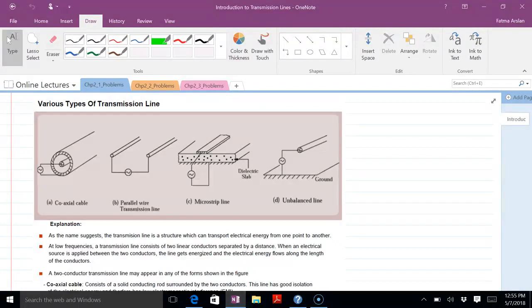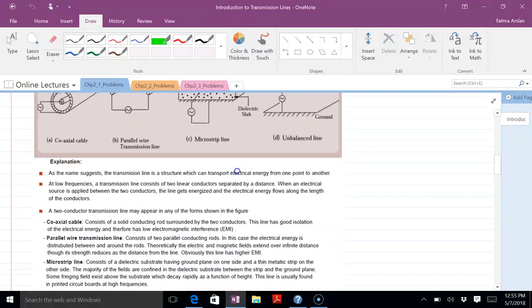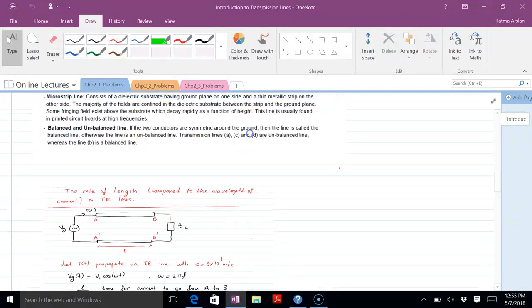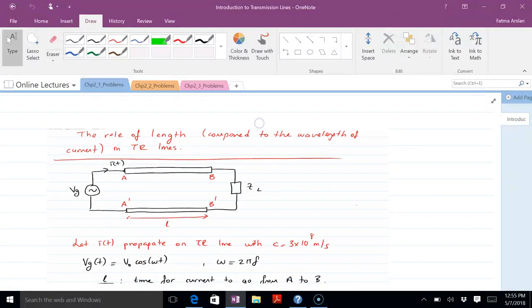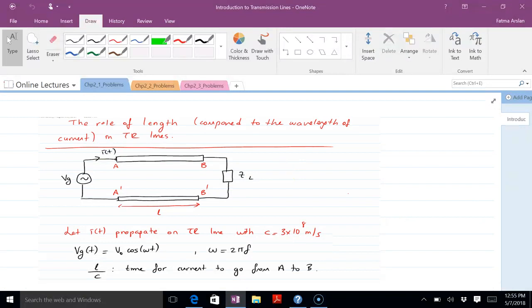So one example is a coax. Basically, all the transmission lines are two conductor, one insulator. So coax is a cylindrical outer conductor and an inner conductor and an insulator. And then we could have two parallel wire ones, and then we have microstrip lines, and then we might have an unbalanced line.